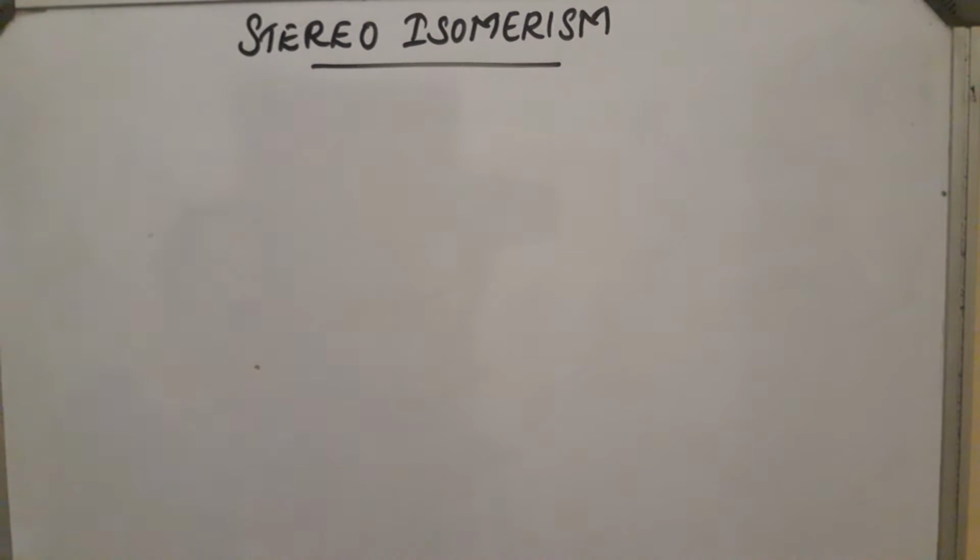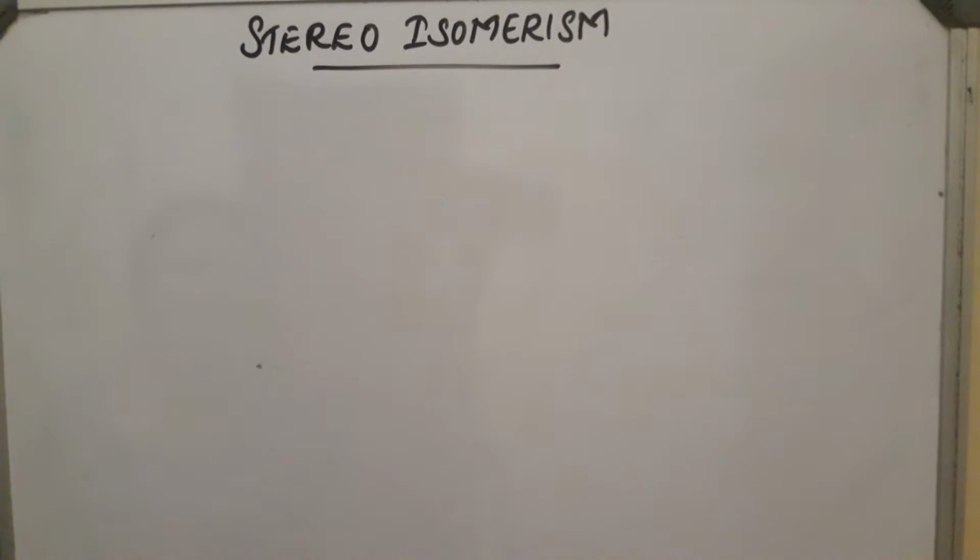Stereoisomerism. We already discussed isomerism. Isomerism is of two types, structural isomerism and stereoisomerism. Here we are discussing stereoisomerism. What do you mean by stereoisomerism? Stereoisomerism arises due to the difference in the three-dimensional arrangement of atoms in space.